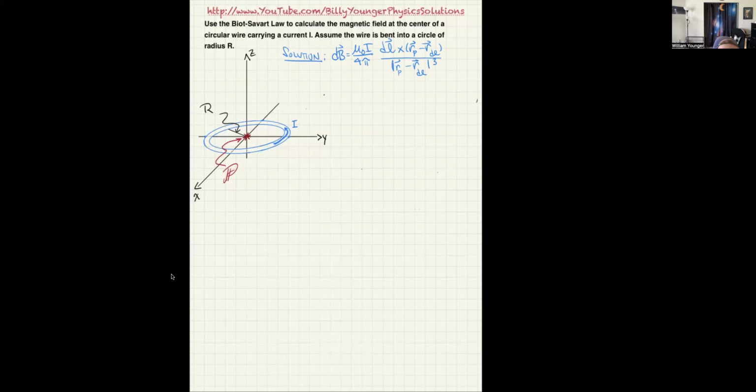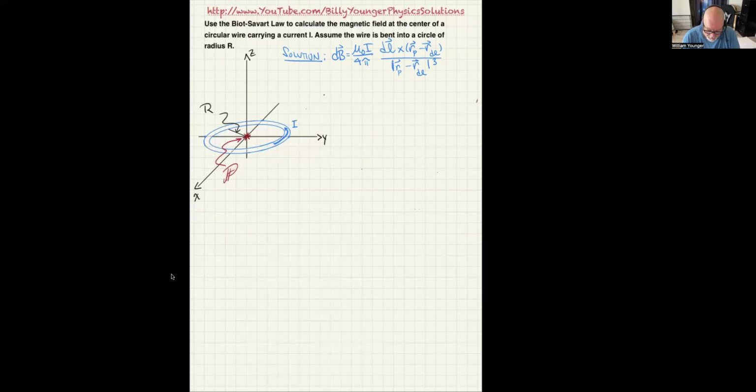cubed, where dl is a little differential segment of the wire that happens to point in the same direction as the current I is traveling, and rp is the vector from the coordinate origin, the coordinates that you choose, to the point P at which you wish to know the magnetic field, and rdl is the vector from your origin again to the dl vector.